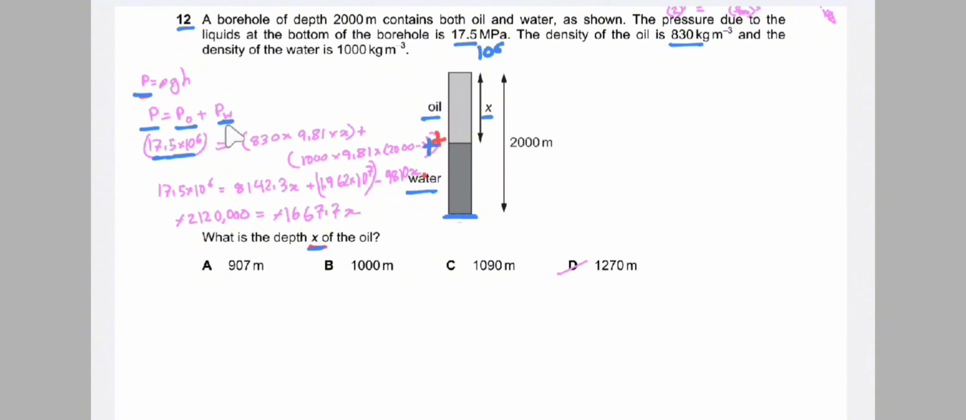So what is the pressure due to the oil? Pressure is equal to density of the oil into gravitational field strength and the height, that is x. And what is the pressure due to water? Pressure is equal to density of water into gravitational field strength, and what is this height? This height is 2000, that is the total height, minus x. So after rearranging and calculating the value, we get x equal to 1271.2, that is approximately 1270 meter. So the option is D.